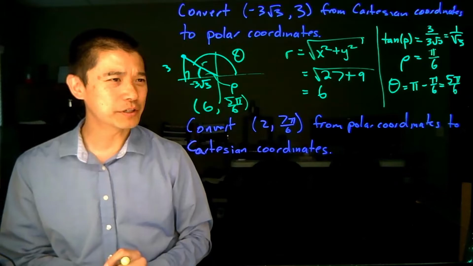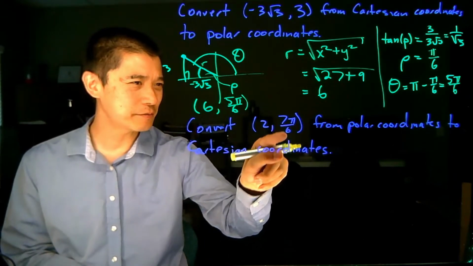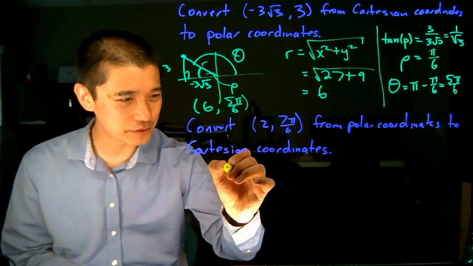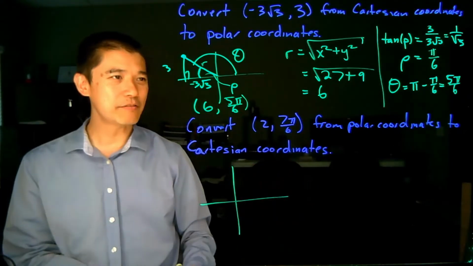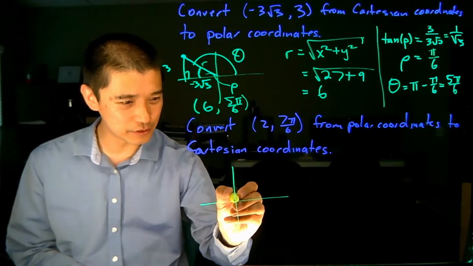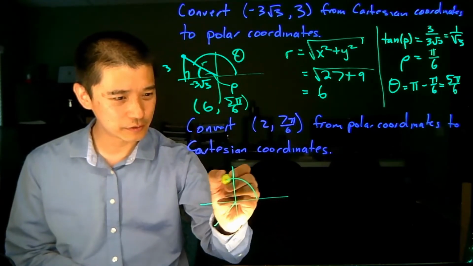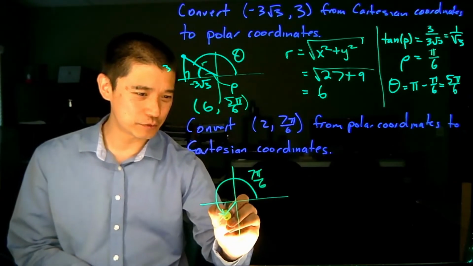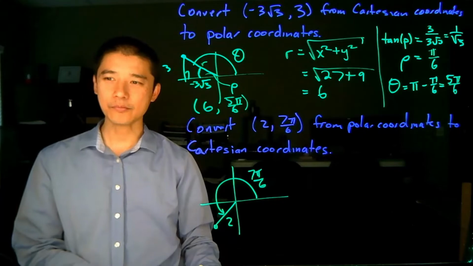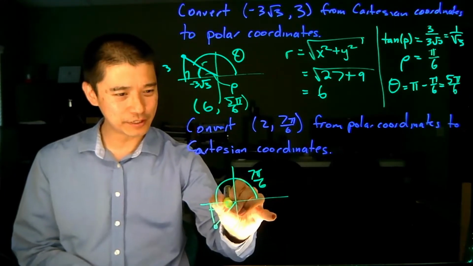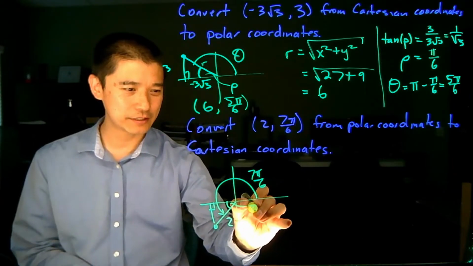For the second one, convert 2 comma 7 pi over 6 from polar coordinates to Cartesian coordinates. Once again, we'll use the picture to guide us. 7 pi over 6 is just a little bit bigger than pi, so it's going to be down here in the third quadrant. And we have a radius of 2. So again, we can start thinking about our reference angles here. That reference angle would be pi over 6.